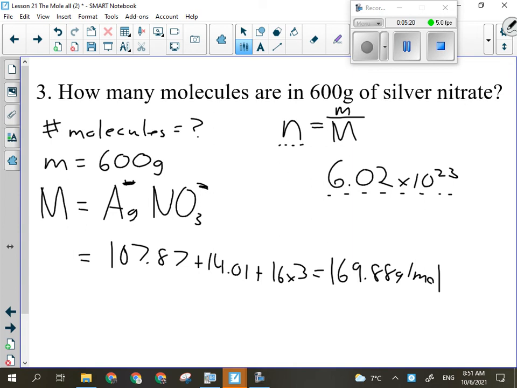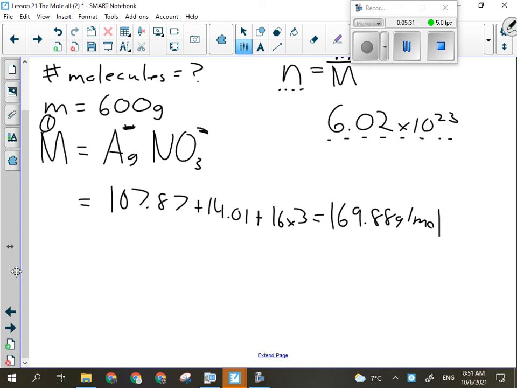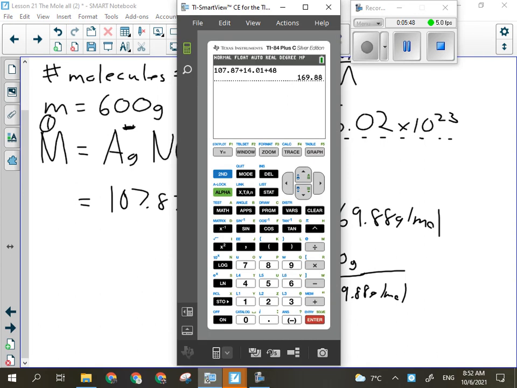Can I calculate the number of moles? I sure can, right? I've got the other two parts of the formula. So I'd get 1 mark for this step, same as I did before, writing out my givens. I'd get another mark for calculating the number of moles. So that'll be 600 grams, the mass, divided by 169.88 grams per mole, the molar mass. And that will give me 600 divided by answer. Whoops, that's multiplied. Won't work.